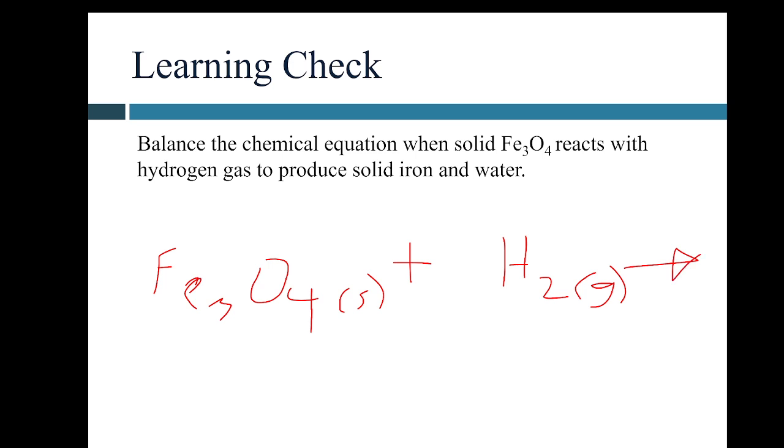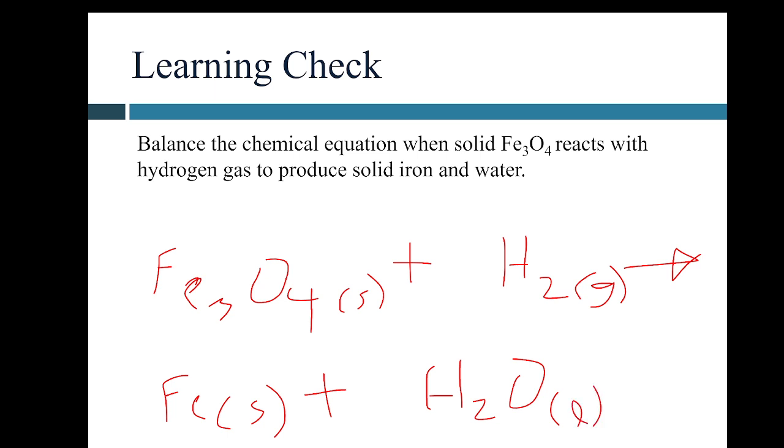Then I'm going to yield. And what am I going to produce? Solid iron. How do I write solid iron? Fe, and then (s). You got it. Perfect. And H2O. Water. Now, this one doesn't actually indicate the phase of this water. Typically, water is considered liquid in most situations, but if it produced heat, which it likely would, it could be a vapor, water vapor. I'll just put liquid for this one.